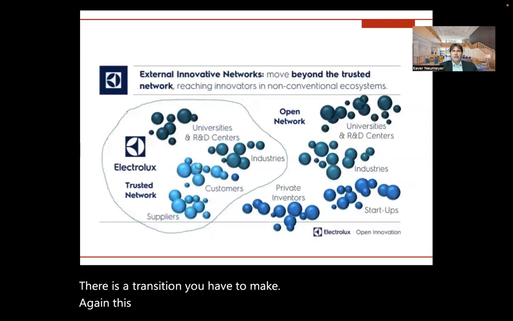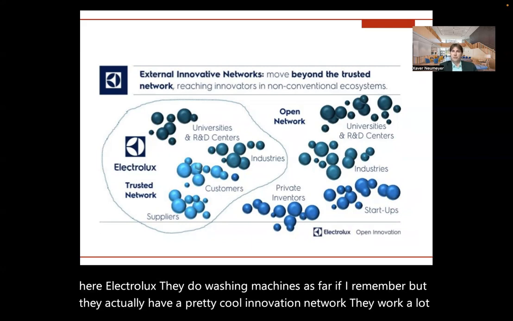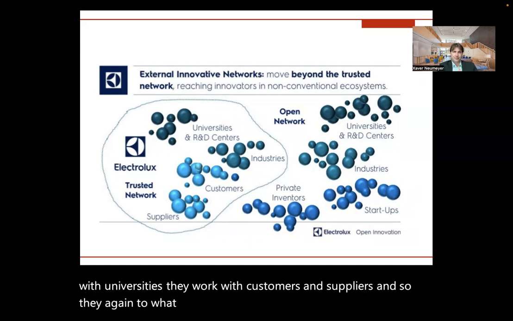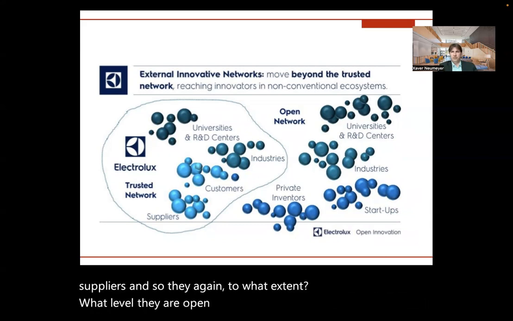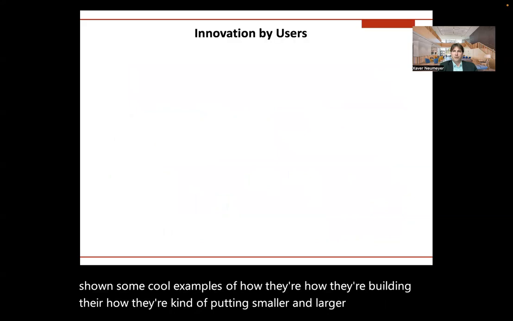Again, this is pretty generic. You'll find a lot of these kinds of pictures here. Electrolux, they do washing machines, as far as I remember, but they actually have a pretty cool innovation network. They work a lot with universities, they work with customers and suppliers. And so, again, to what extent, to what level they're open is always a debate. But they have actually shown some cool examples of how they're putting smaller and larger innovations through their partners.